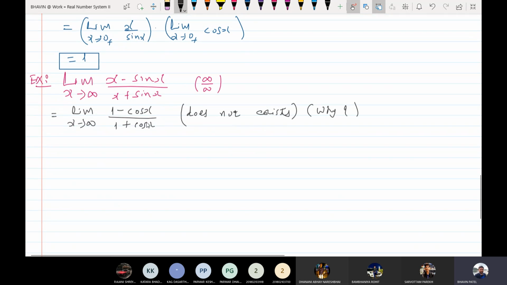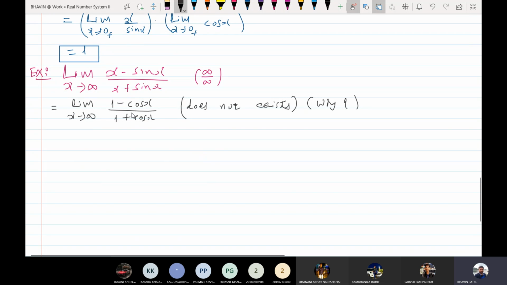So here I cannot apply L'Hopital rule. The reason is this: L'Hopital rule can be applied only when the limit of f dash x upon g dash x as x tends to infinity exists. This was the condition in L'Hopital rule. This cannot be dropped. This should exist. Look at this, it doesn't exist. What does this mean? I cannot apply L'Hopital rule to solve this example.